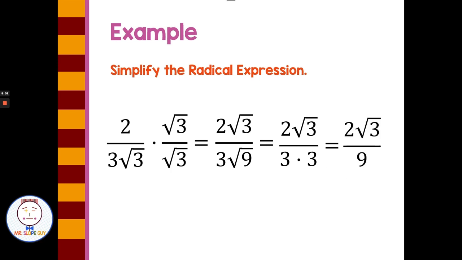Then I want to check my final answer for my no-nos. The 2 and 9 don't reduce like a fraction, so there's nothing we can do with that. There's no perfect square factors in 3. There's no fractions under the radical sign, and there's no radical in the denominator, so this is completely simplified.